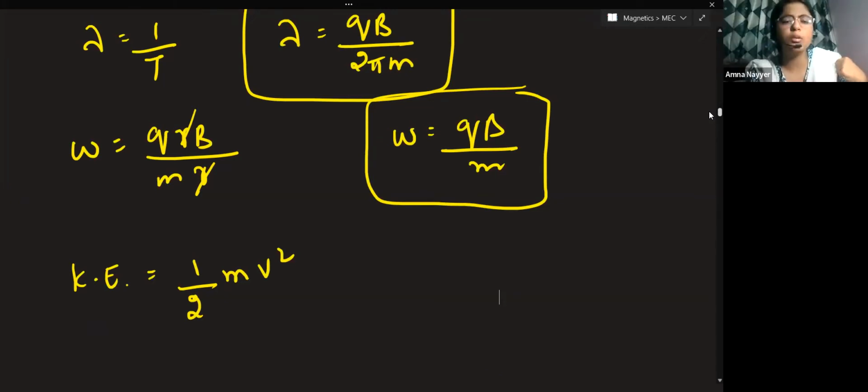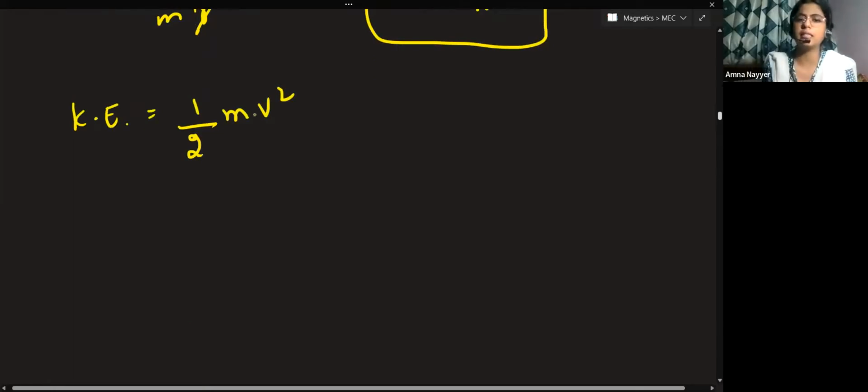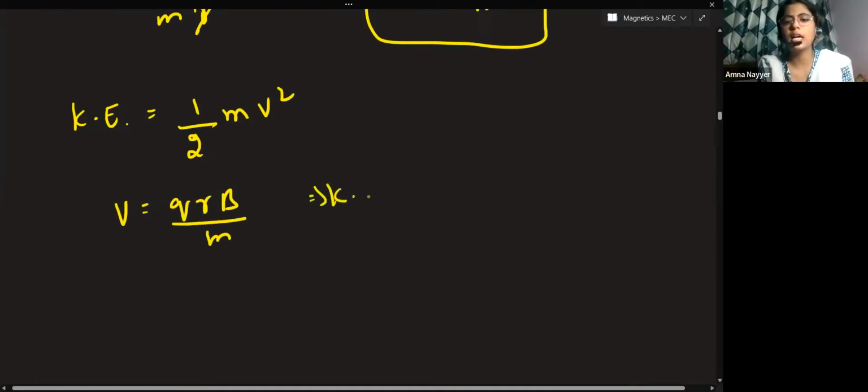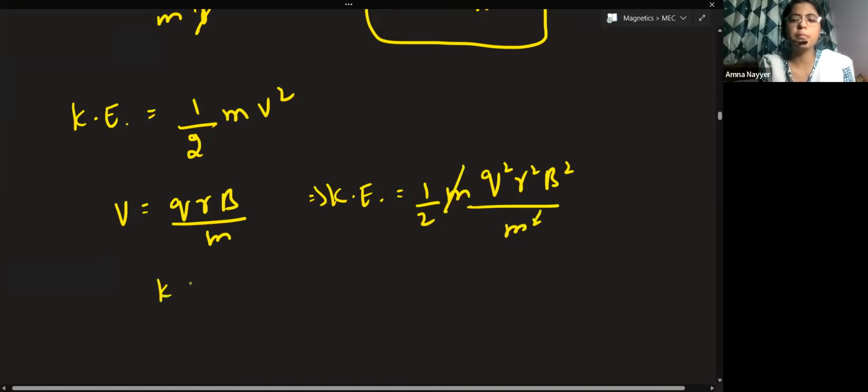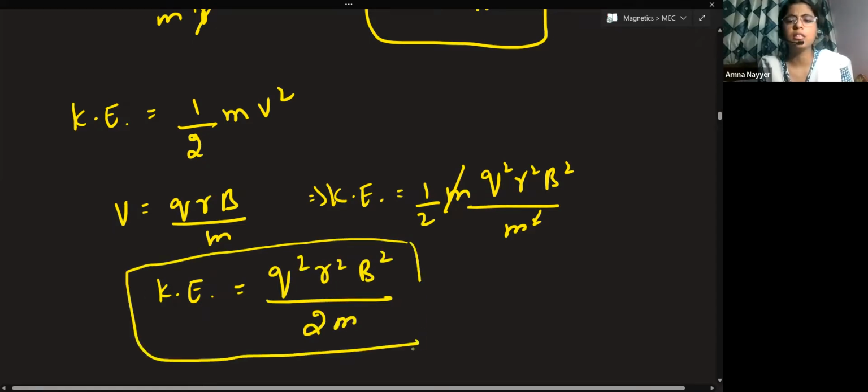If it is for 1 marker, you can just directly write this step. What I'll show you: if it comes for 1 marker, you can directly show it like this: kinetic energy is half mv square. Velocity is qrb divided by m. So therefore kinetic energy will be half m v square, which is q square r square b square divided by m square times m. Gets cancelled. Kinetic energy is basically q square r square b square divided by 2m. If it's a 1 marker, you will get the question.